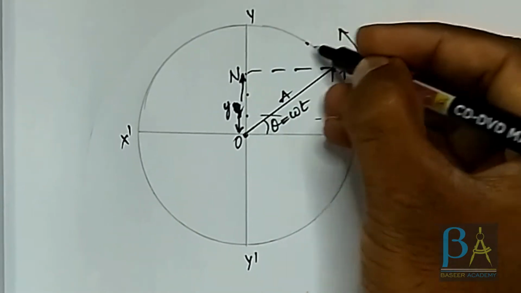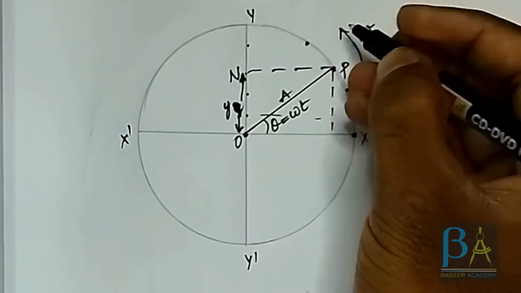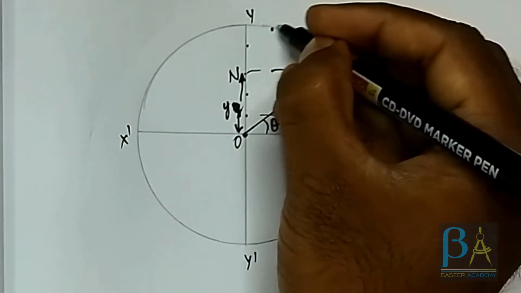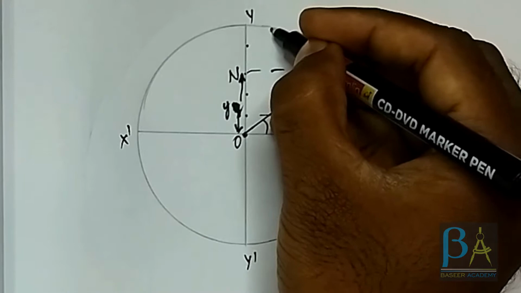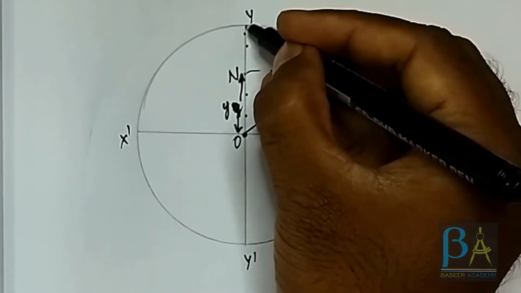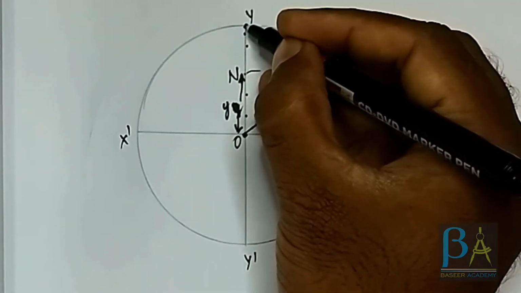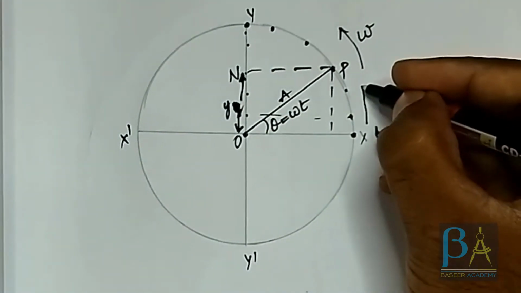If it comes here, the projection of this particle on the y dash diameter is going to be at this point. If the particle comes here, the projection of the particle on the diameter y dash is going to be at this point. And if the particle comes here, the projection is going to be here itself. So the particle is moving in this direction.